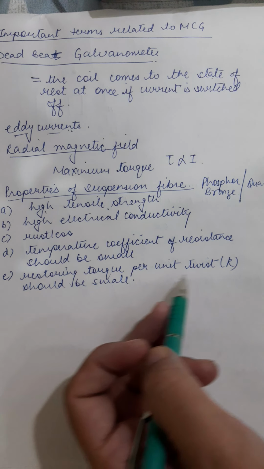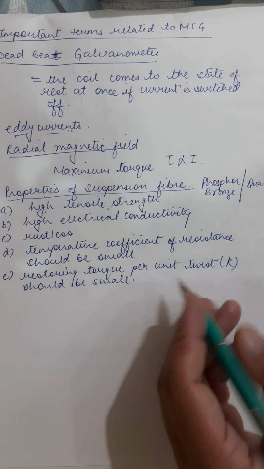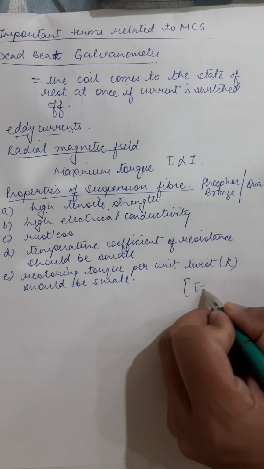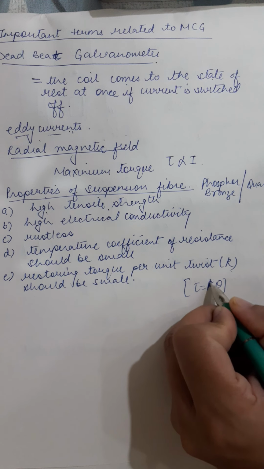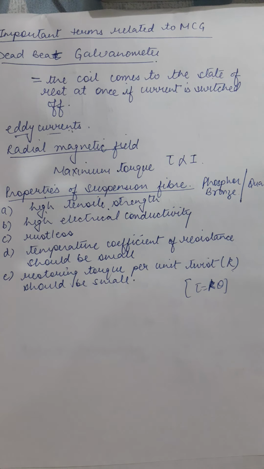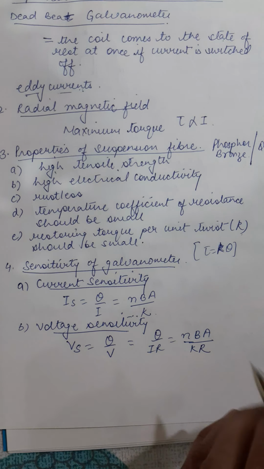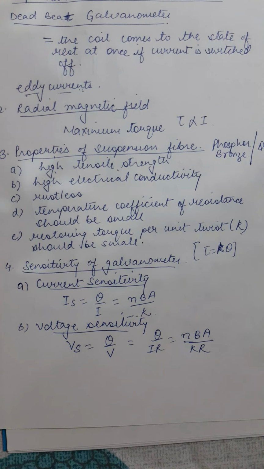And its restoring torque per unit twist, that is K. When we were doing torque is equal to K theta, that value of K should be very small for that case. Next is the sensitivity of the galvanometer.